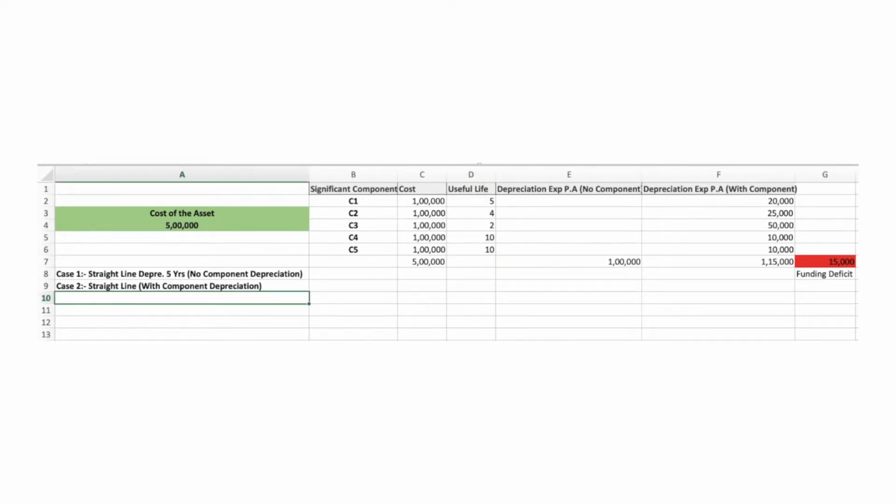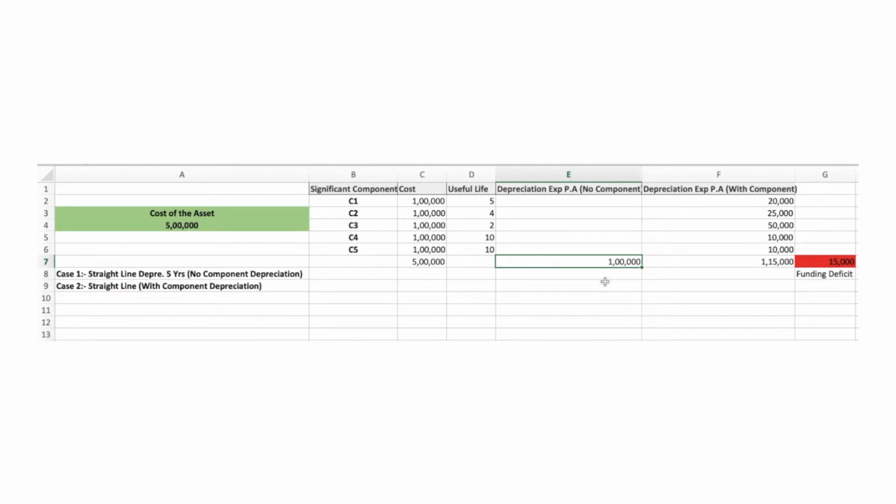The first scenario is where we have depreciated the asset on a straight line basis over a period of 5 years. No component depreciation has been done. We depreciated the cost of the asset over 5 years. There is no concept of component depreciation. Then in such a case, the amount of depreciation for year one would be $100,000.